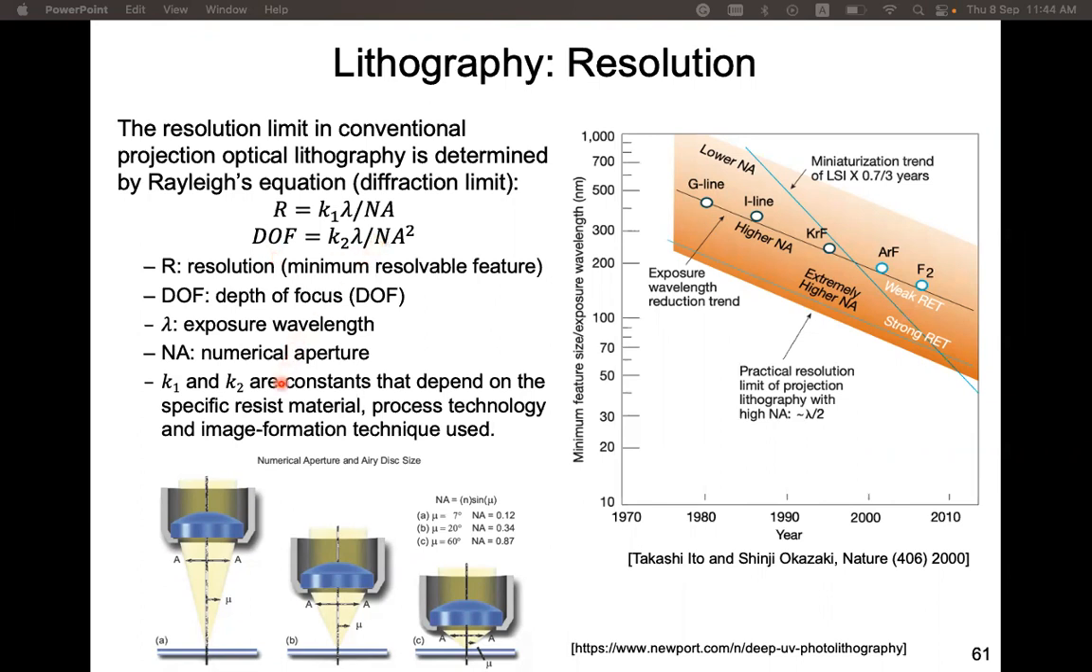But anyway, from this Nature 2000 paper, we can draw a conclusion that the practical resolution limit is around half the wavelength, lambda over 2. Of course, this depends on many things: K1, numerical aperture, and also some correction techniques. But in a classical photolithography system, the resolution is limited to half the wavelength of the exposure light.